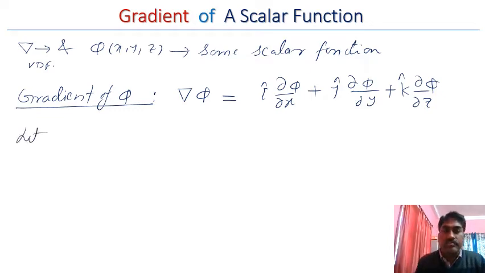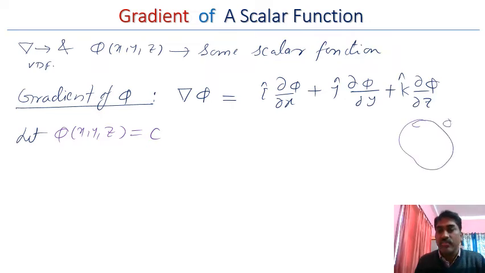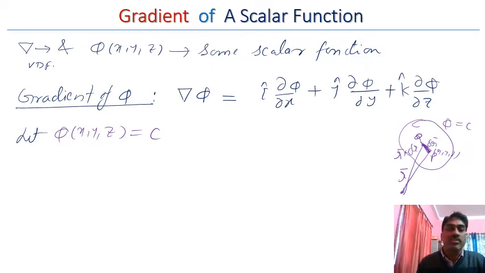Let phi(x, y, z) equal to c denote some surface. Suppose this is some surface, phi equal to c, and there is a point (x, y, z) whose position vector is r. Take another neighboring point with position vector r plus delta r. If the first point is P and the second is Q, then the vector PQ will be delta r. As we discussed in the previous lecture, in the limiting position dr will be tangent to this surface.